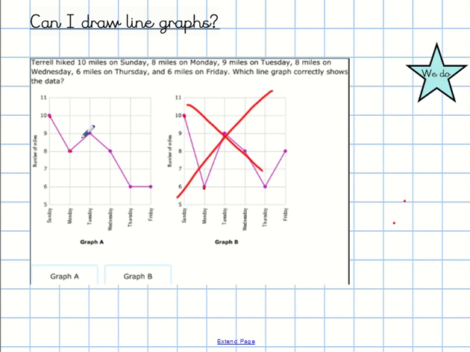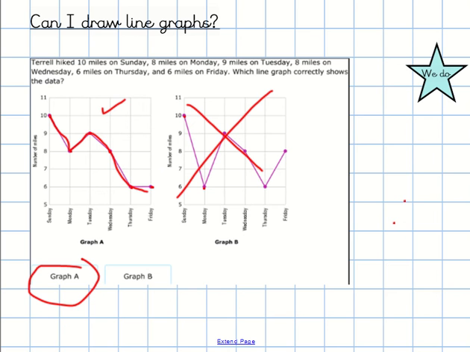And let's check this one. Well, then they said on Tuesday he hiked 9 miles. That's correct. And then 8 miles on Wednesday. Well, that's also correct. Wednesday up to 8 miles. And then 6 miles on Thursday, and then 6 miles on Friday as well. So we can see that actually he's correct. I should have used a ruler to draw these lines, but we can see that actually this one has a tick. So graph A would be correct.